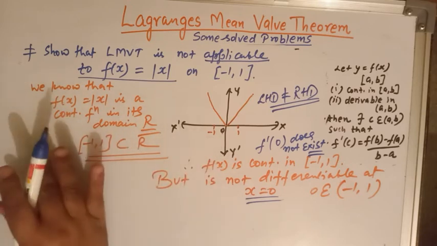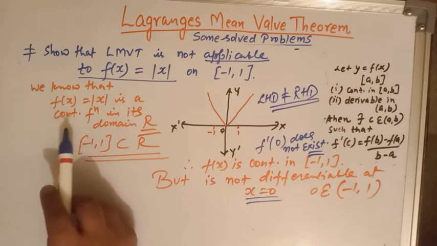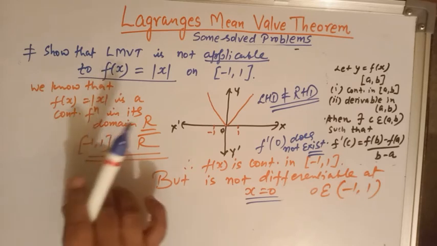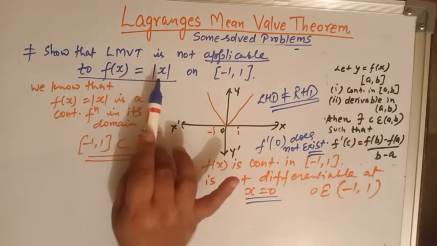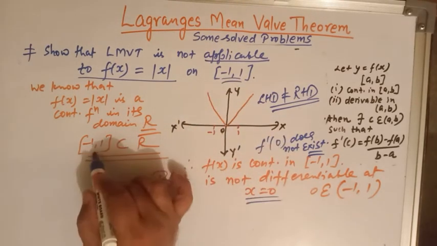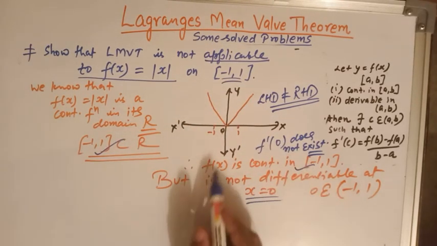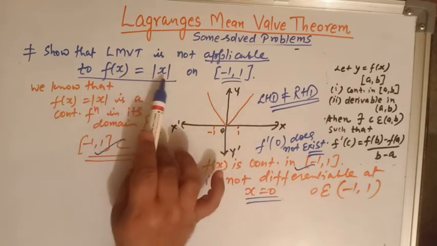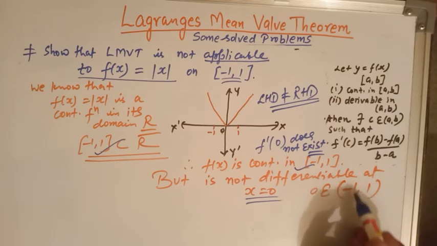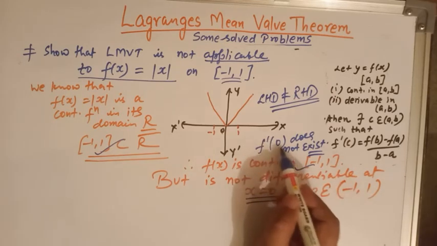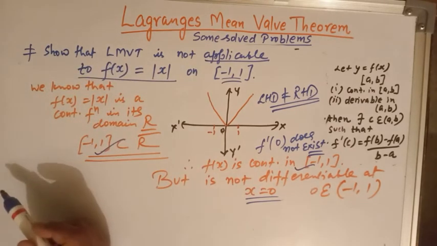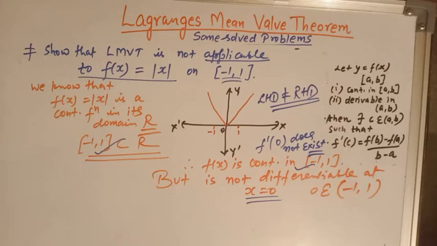So here we have seen that the function mod x is continuous in this interval, but this function mod x is not differentiable in this open interval minus 1 to 1, and f prime of 0 does not exist. So therefore the Lagrange mean value theorem is not applicable. Clear?